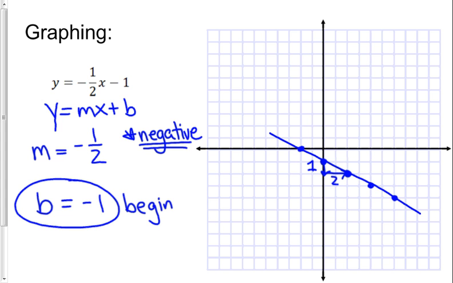We're going to draw our line, making sure we put arrows on both ends, and then checking to make sure. Negative means downhill. And sure enough, we drew our line going downhill. So it's always important to check to make sure that your graph matches your slope.